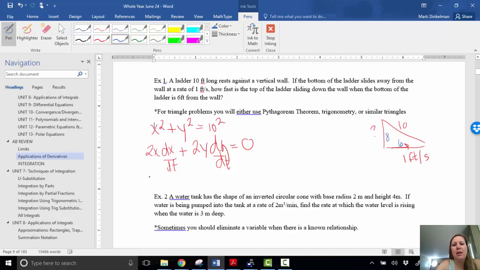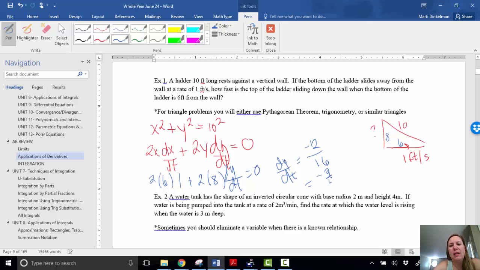So the x is a 6, dx dt is 1, y is an 8. We're looking for dy dt. Hopefully, if we look back at the question, it's asking us how fast it's sliding down or something like that. So I think for dy dt, we're going to get, let's see, if that moves over, that's going to be negative 12 over 16. So we could simplify that, negative 3/4. And let's see, this must be feet per second.